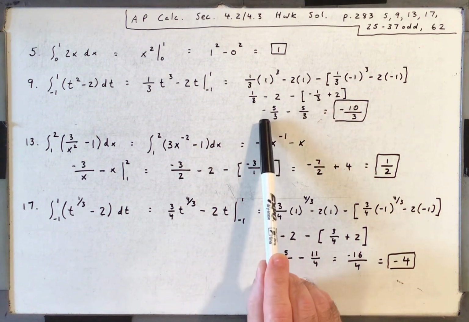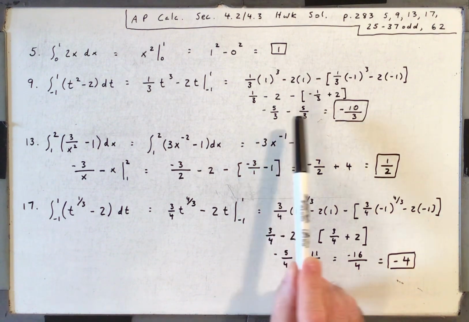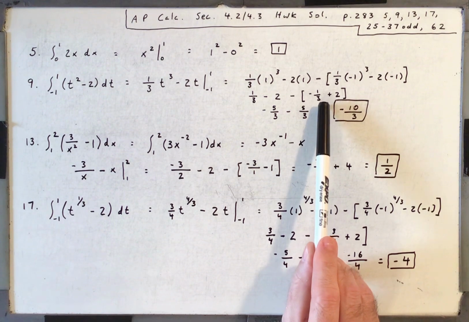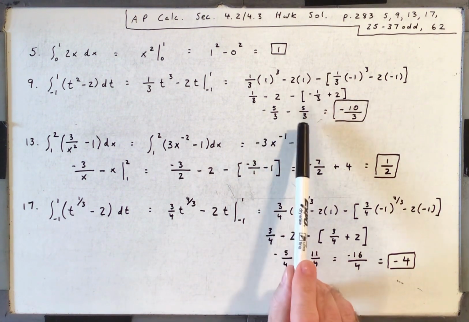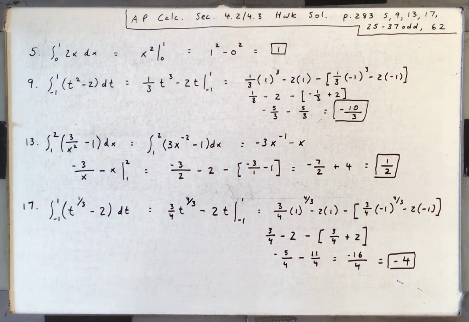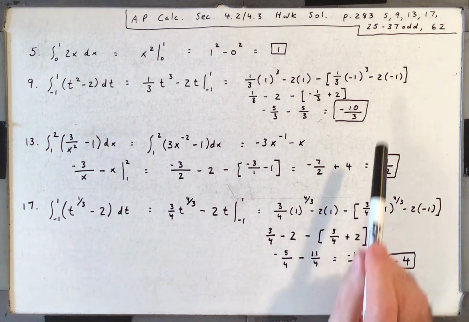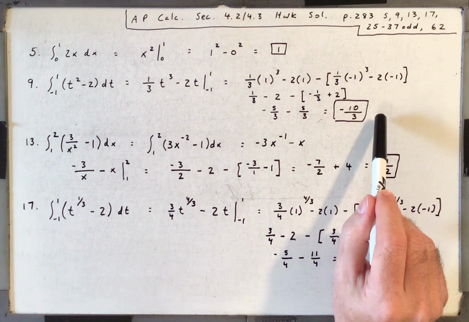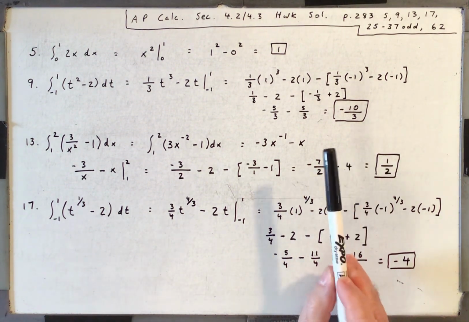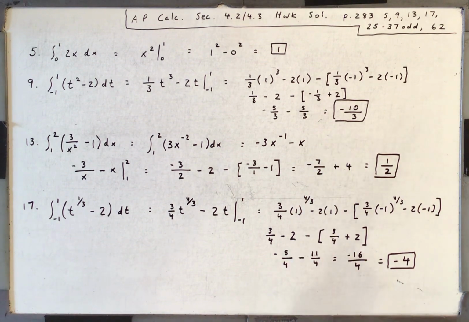1/3 minus 2 is -5/3. And then we would have a positive 5/3 in the bracket. So -5/3 minus 5/3 would be -10/3. So there's a lot to keep track of in your head there. So just be careful, take your time, double check, and you can get it.